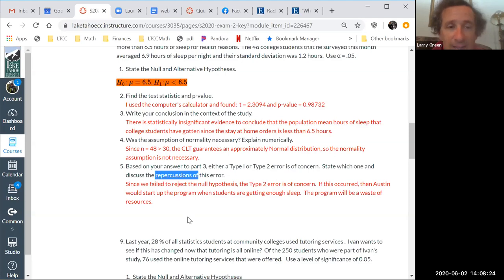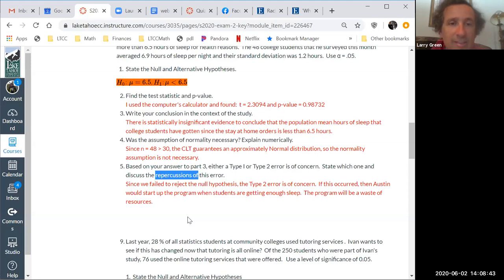Okay, then I specifically discuss the repercussions. Okay, so, and I've gone over this. So again, always listen when I go over stuff in lecture, because I'm going to test on it. The word repercussion means the damage done and who gets hurt.